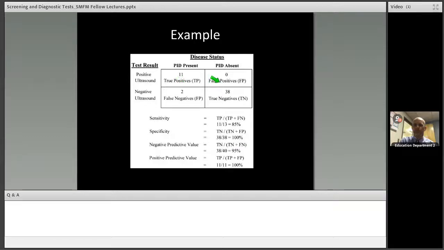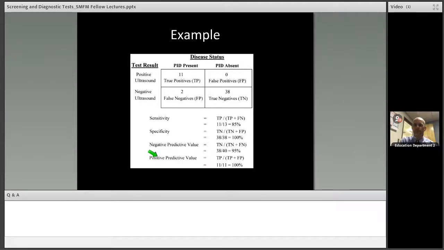The specificity, on the other hand, will be the true negative divided by all of the negatives here. So for this example, it will be 38 divided by 38 because there was no false positive. So it will be 100% specificity. On the other hand, the negative predictive value will be the true negative divided by the true negative plus the false negative, meaning all of the negatives. So 38 divided by 38 plus 2, which is 40. So you have a negative predictive value of 95%.